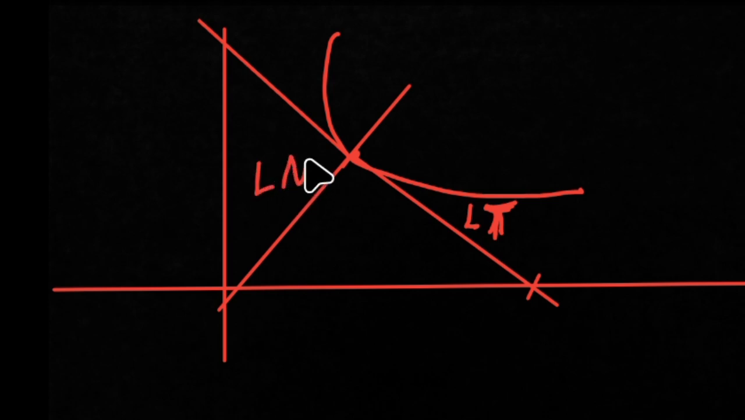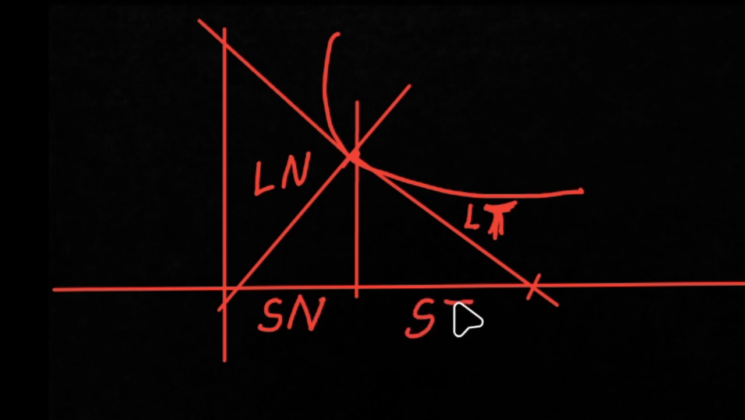The distance from the point of contact to the intersecting point of the normal and the x-axis is called the length of the normal. The distance between the foot of the perpendicular from the point of contact on the x-axis and the point where the normal meets the x-axis is called the subnormal, and the one towards the tangent is called the subtangent. Here I represent them as SN and ST. ST means subtangent and SN means subnormal.